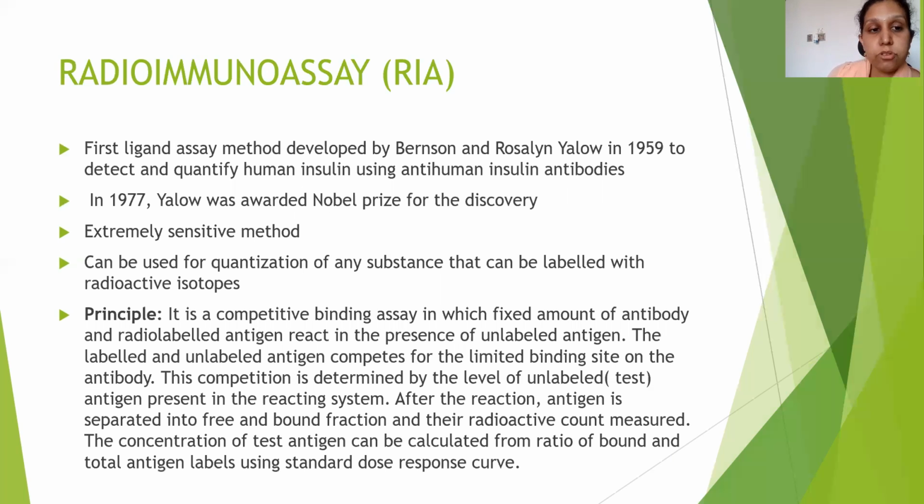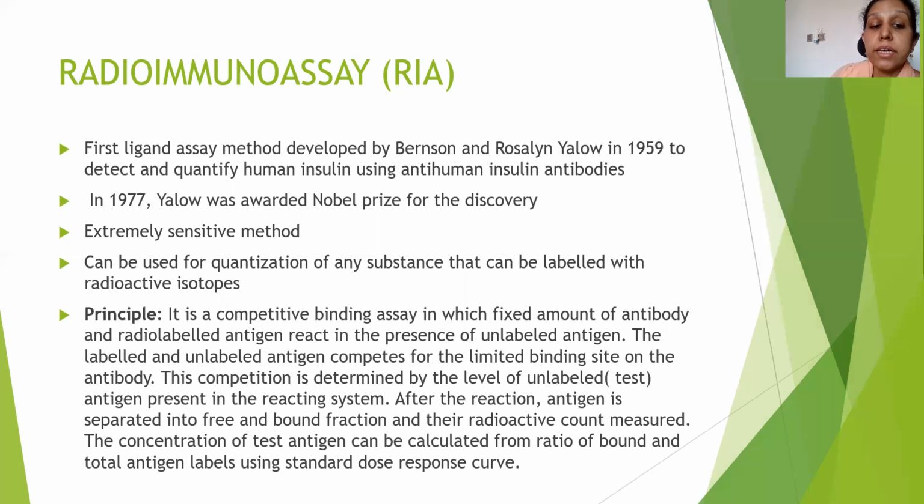Its higher version is being used, but let us have a look at it. The first ligand assay method was developed by Berson and Rosalyn Yalow in 1959 to detect and quantify human insulin using anti-human insulin antibody. In 1977, Yalow also got the Nobel Prize for this very sensitive method, used for quantitation of substances. And what is the principle?